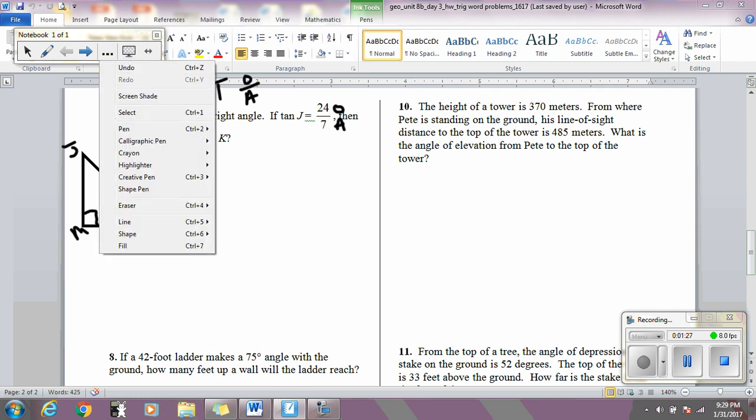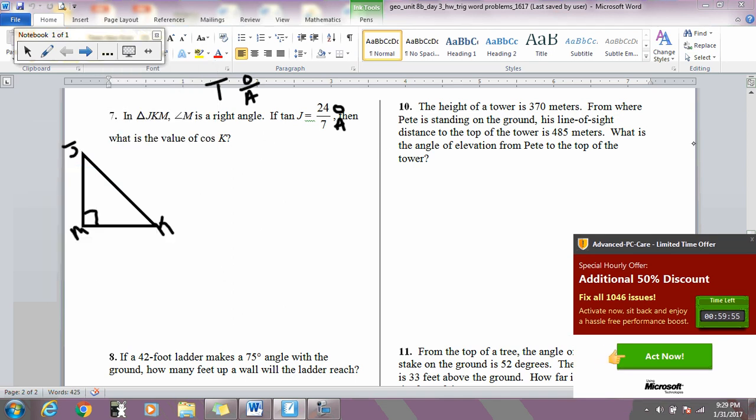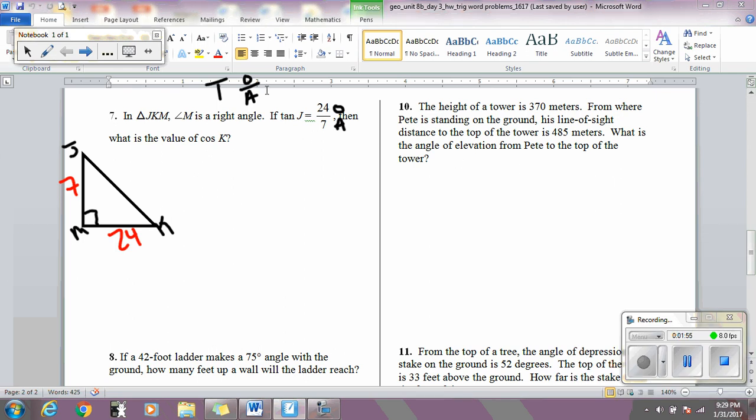So let's label those sides on the triangle. Opposite of J is across, so that's 24. Adjacent is next to you, so this is 7. Since I have two sides of this right triangle, I'm going to use Pythagoras Theorem to find the missing side. Again, if one side is missing, you use Pythagoras Theorem. If two sides are missing, you use trigonometry.